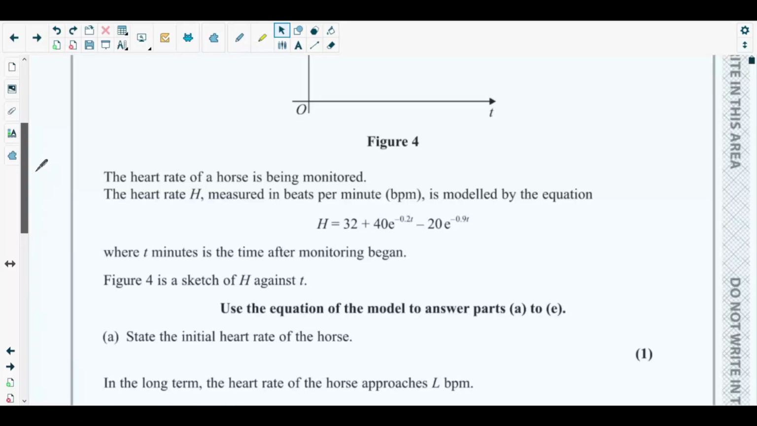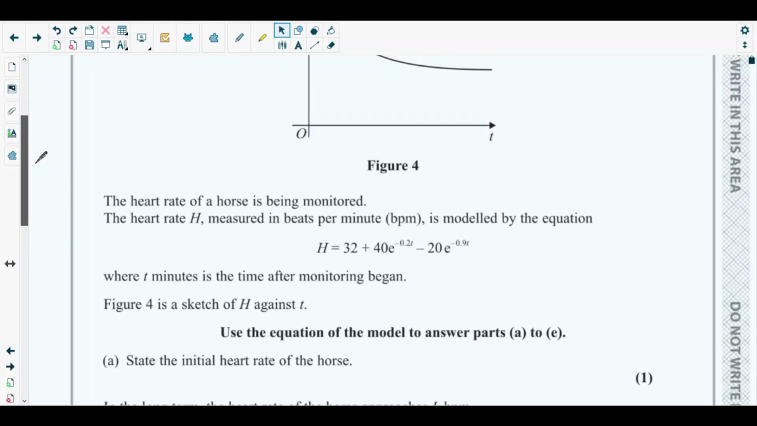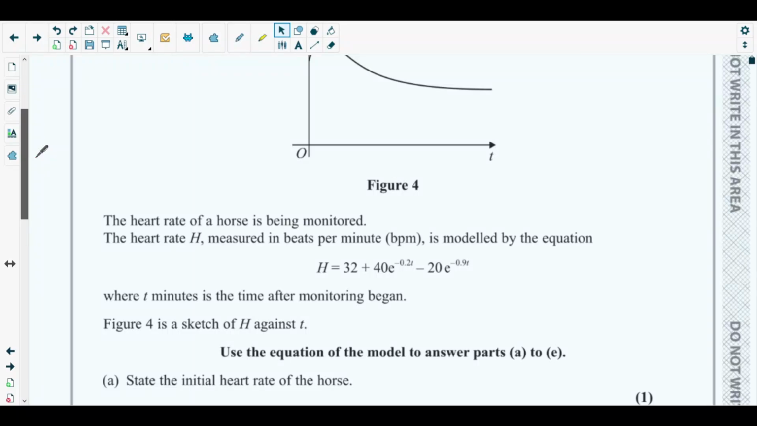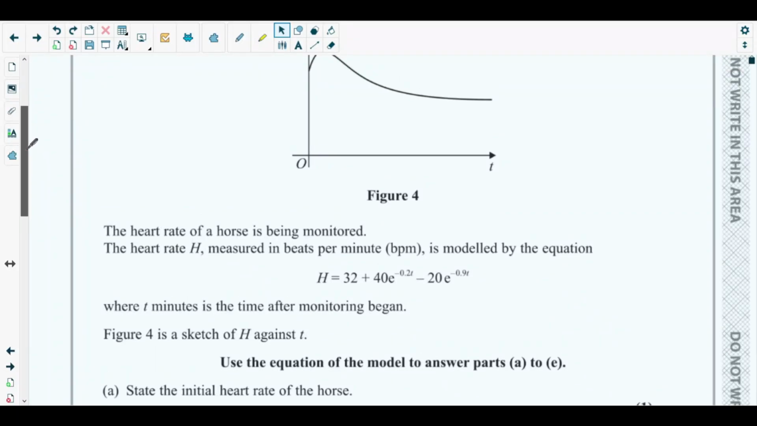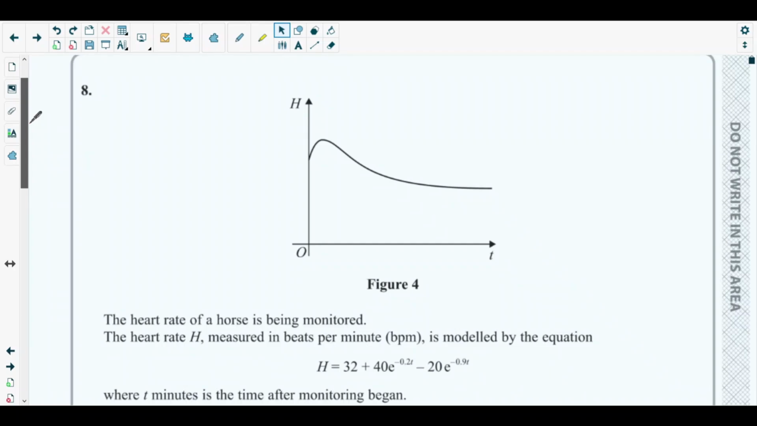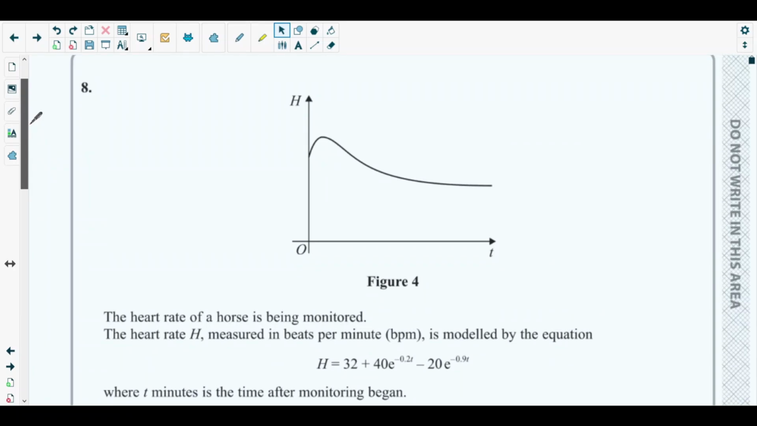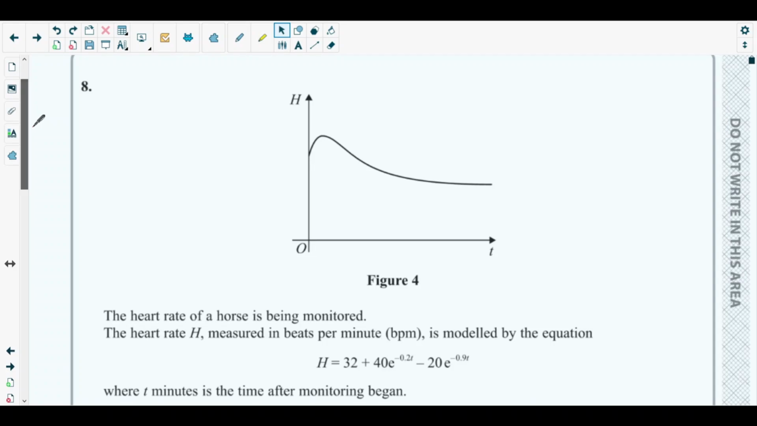The concepts behind question number 8 are from the very last chapter of your Pure Mathematics 3 textbook, which is numerical methods. To be more specific, we need to deal with locating roots here. We need to deal with fixed point iteration in this question. In order to solve this question, you should have solved sufficient questions from chapter number 8 of your Pure Mathematics 3 textbook. So let's get started with question number 8.